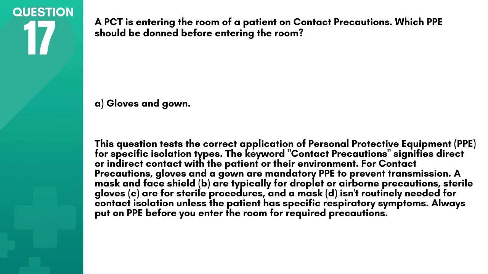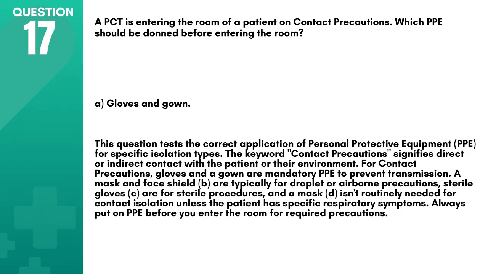Answer A. Gloves and gown. This question tests the correct application of personal protective equipment, PPE, for specific isolation types. The keyword contact precautions signifies direct or indirect contact with the patient or their environment. For contact precautions, gloves and a gown are mandatory PPE to prevent transmission.